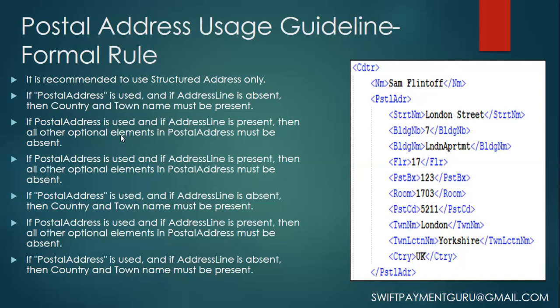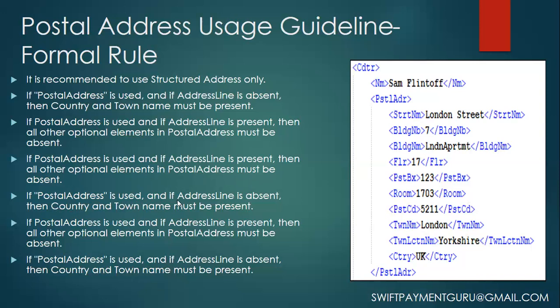If the postal address is used and the address line is present, then all other optional elements in the postal address must be absent. That's what it says. If you're using the address line, then other than town name and country, you cannot enter or populate or send these data elements, which you can see: street name, building number, building name, floor, postal box, etc. That's what we learned about it.